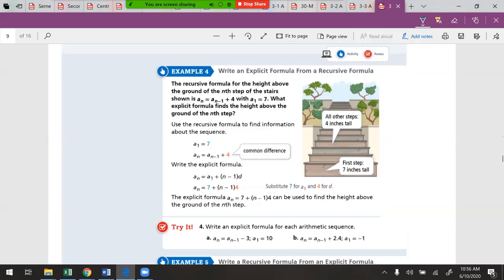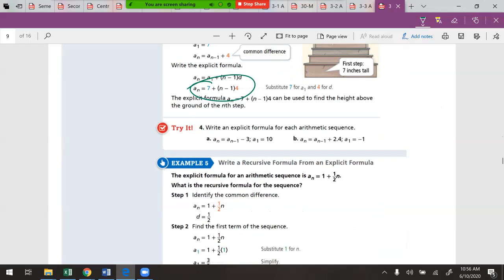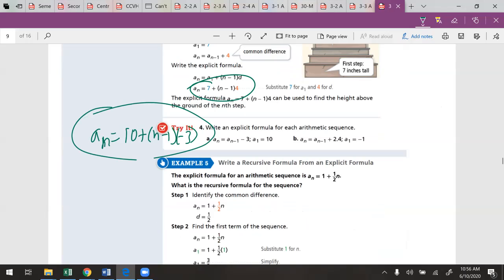Okay, now let's see if we want to go backwards. If we want to go from recursive to explicit, we can identify the first number and the common difference to write the explicit formula. Okay, here's your first number. That's your common difference. Boom, done. Let's do this real quick. Okay, first number is 10. Common difference is -3. Let's write it. Okay, it's going to be 10 plus n minus 1 times -3. Boom, done.